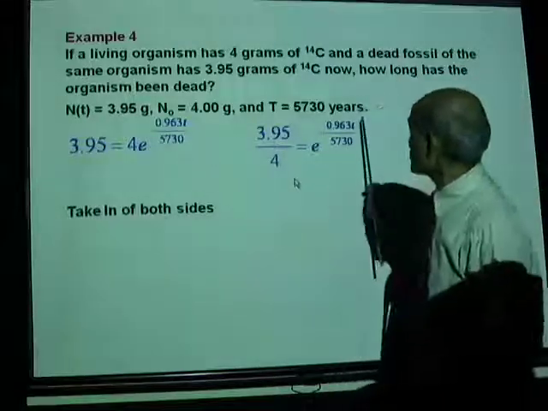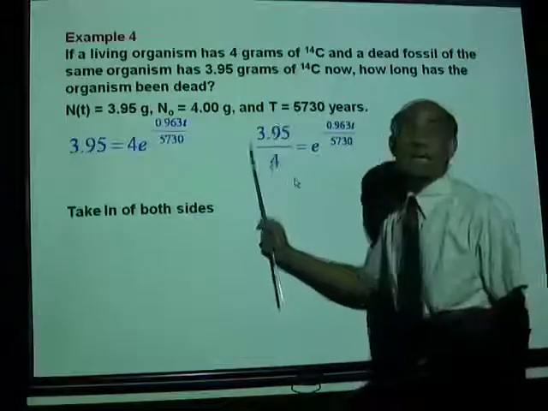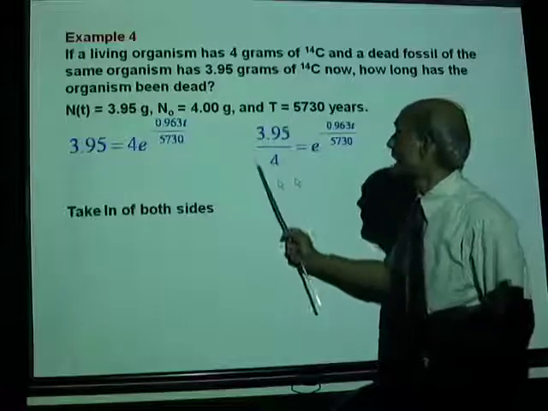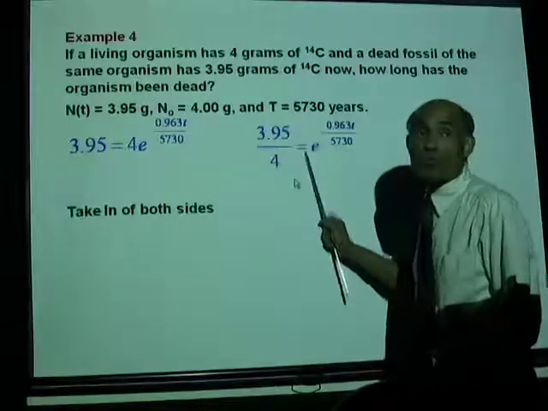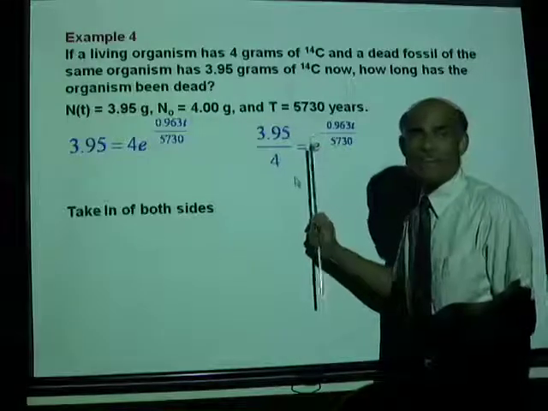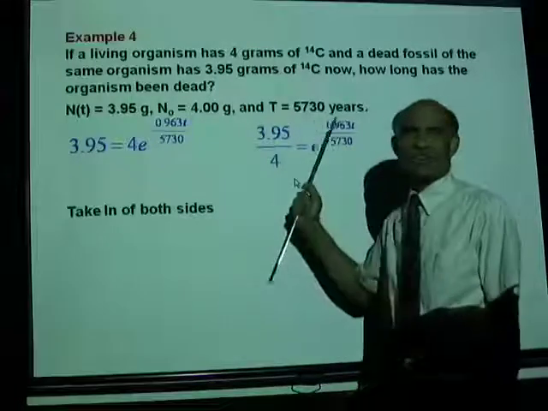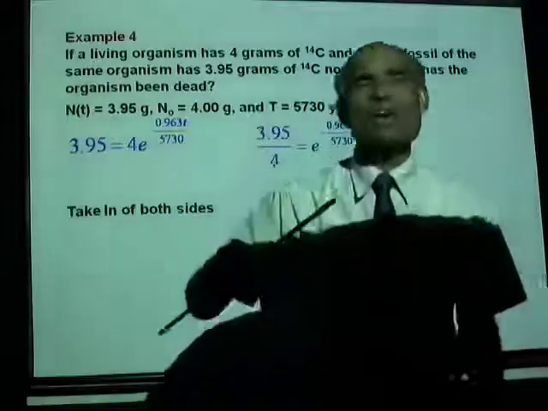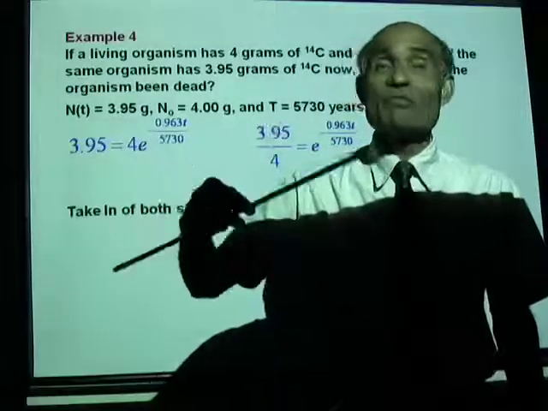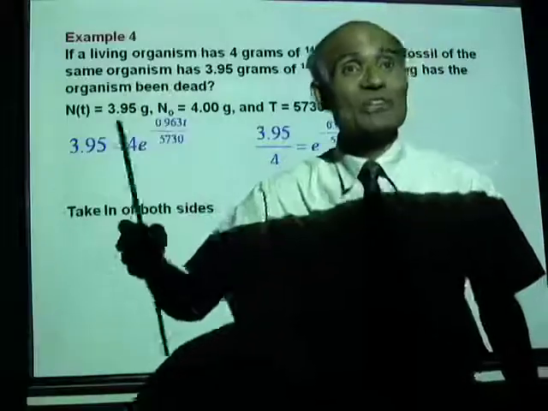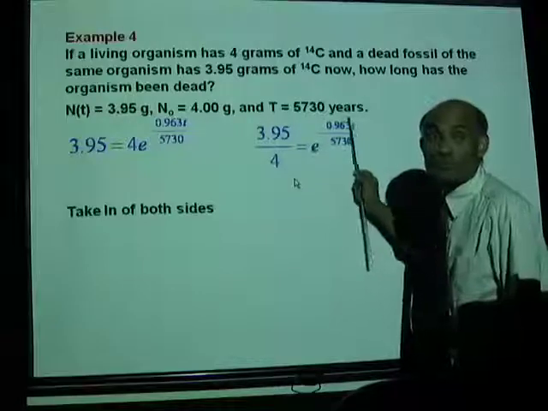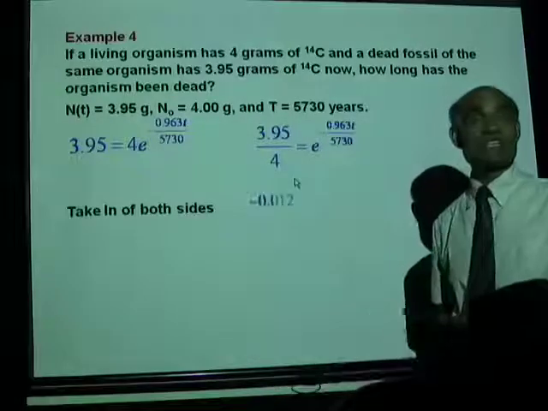Now, in order to solve for T, we take ln of both sides. So what do we have? Ln of this number will be ln of the right-hand side. Now, what is ln of the right-hand side? What is ln of e to the power of x? Ln of e to the power of x is x. Ln of e to the power of this quantity is that quantity itself.